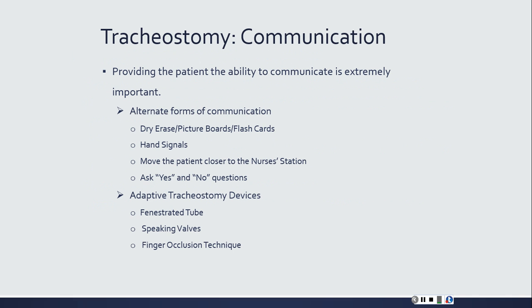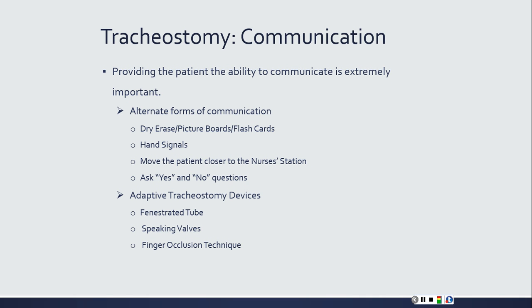All right. Next thing with tracheostomy tubes, we've got communication. Providing the patient with the ability to communicate is extremely important. All right. Use alternate forms of communication. We talked about the dry erase boards, hand signals. Okay, thumbs up, thumbs down, that sort of thing. Move the patient closer to the nurse's station. And in this case, you would want to ask yes and no questions that they can easily answer.